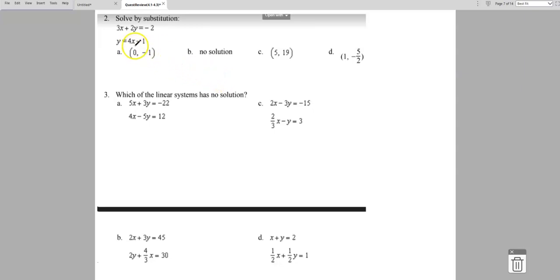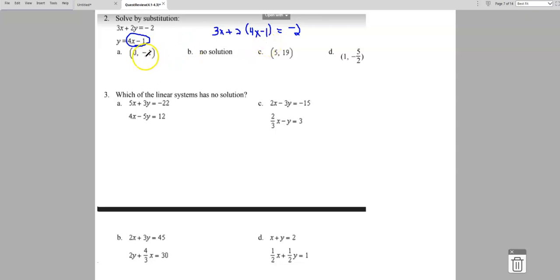So, substitution means I'm going to substitute this. All of this is y, so you substitute it into the beginning equation. So 3x plus 2y equals negative 2. And you're substituting this y in. Remember, substitution means you're substituting one equation in for the other. So I took this equation and substituted it into the other equation. And then you just solve the equation for x to be able to get to your answer.